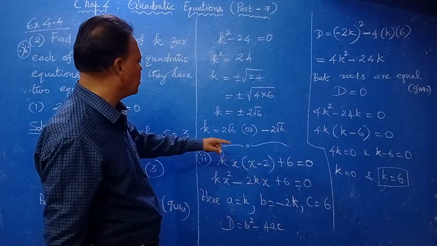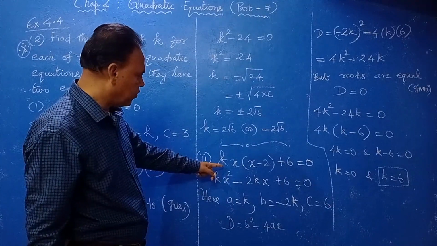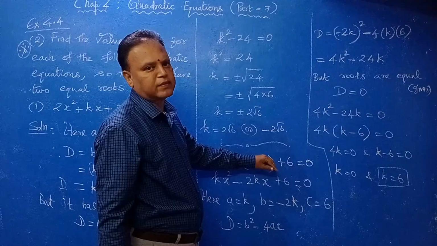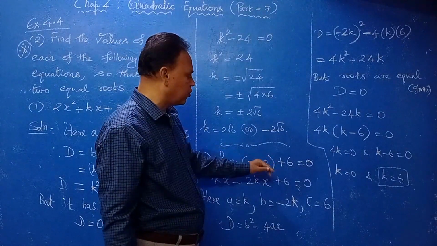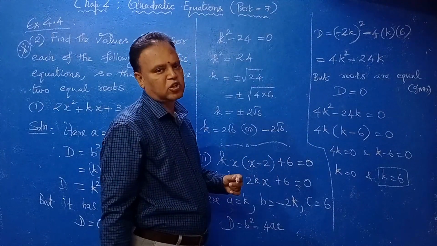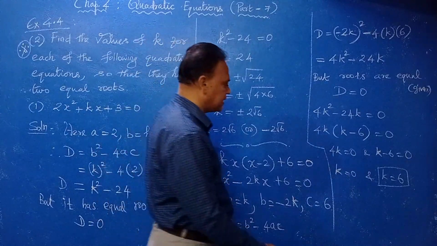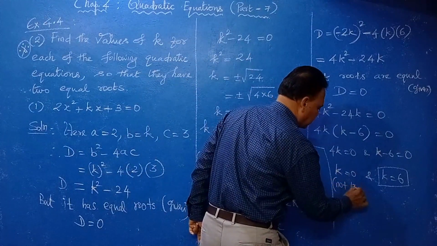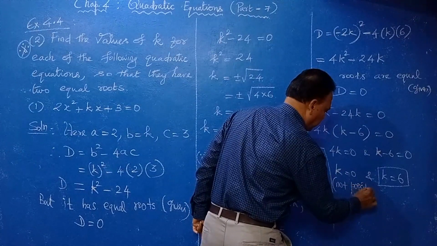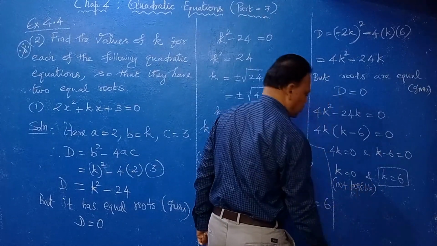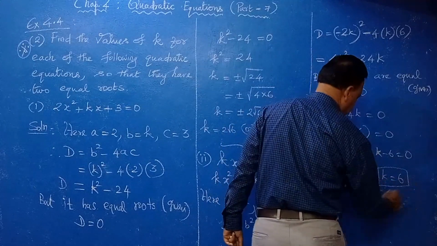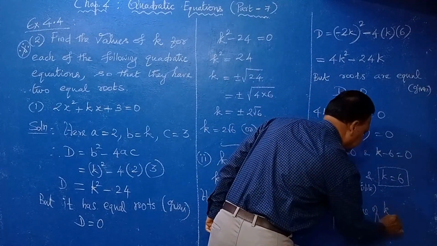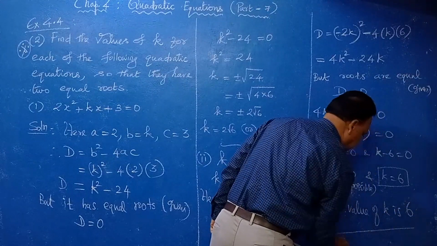But K equal to 0, is it possible? When you put K equal to 0, you will not get a quadratic equation. This term is fully removed, only 6 remains. It is not a quadratic equation. Therefore, it is rejected. 0 is not possible, it is impossible. Therefore, K is not 0. Therefore, the value of K is 6.